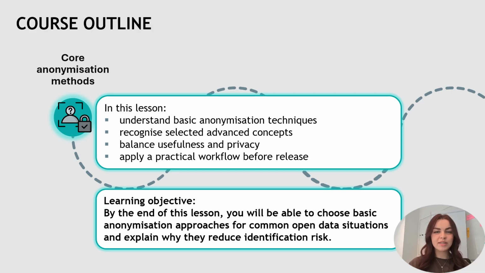This lesson is practical. We will look at common techniques that open data teams can understand and discuss. Removing risky values, reducing detail, publishing grouped information, and checking whether the result is still useful. The aim is not to make anonymization automatic. The aim is to support better judgment. A good starting point is to look at the basic methods most teams will encounter.